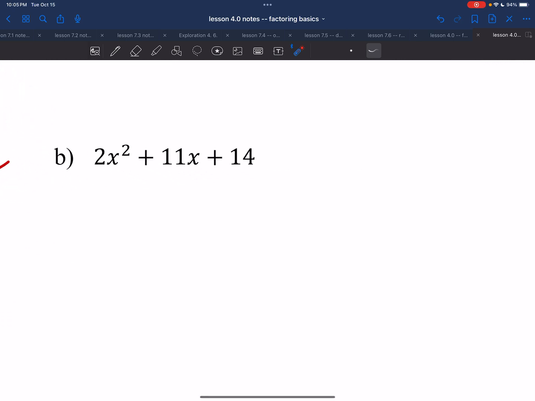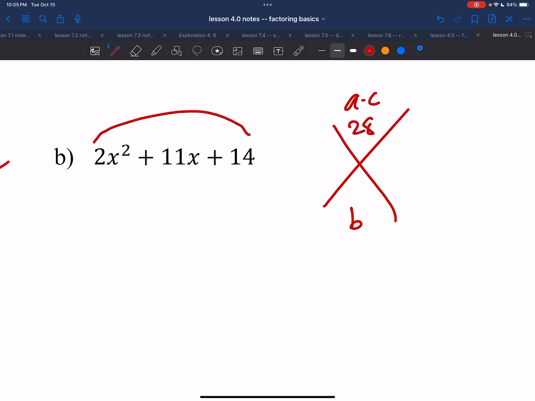Okay. Next one. Same thing. A times c. I'm just going to do multiple of these. A times c up top. So you do 2 times 14 is 28. 11 on bottom. And so I say, okay, what two numbers multiply to 28 and add to 11? So 28 is 7 times 4 and 14 times 2.